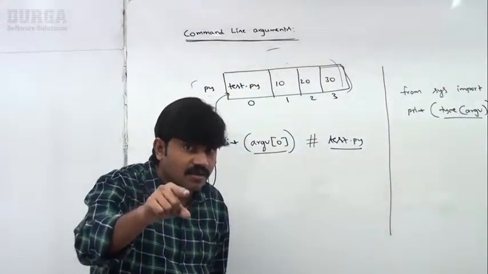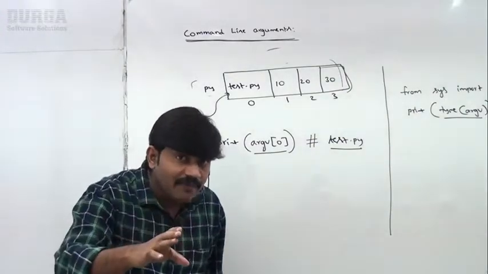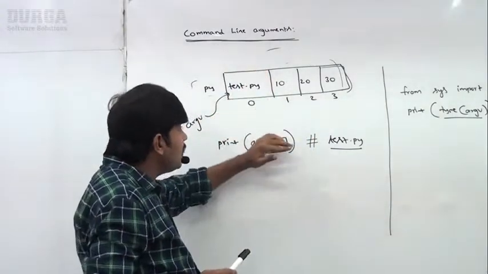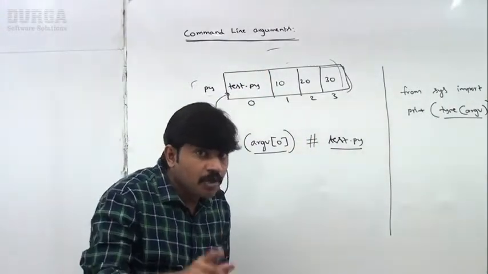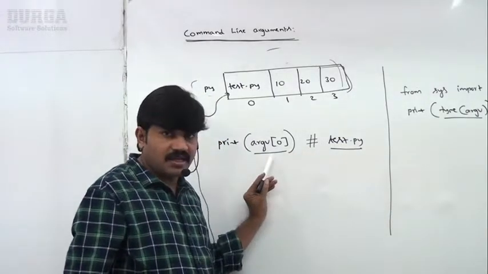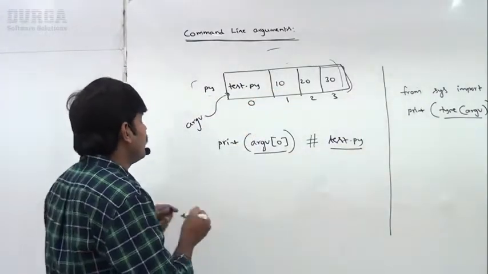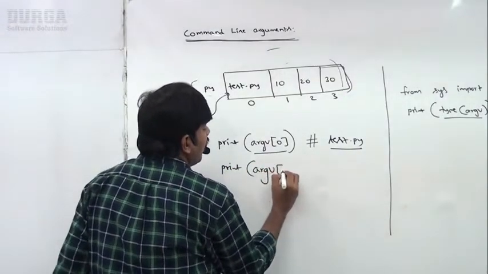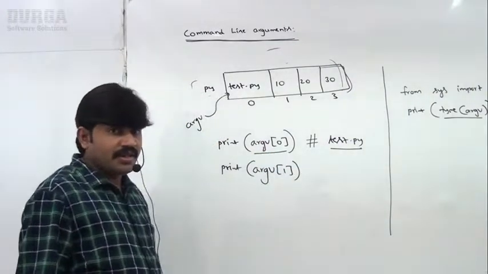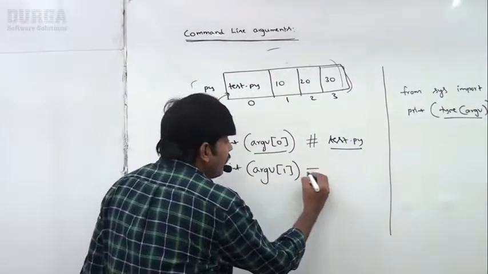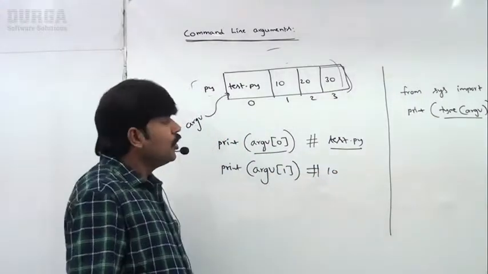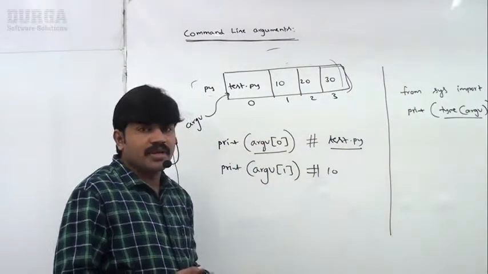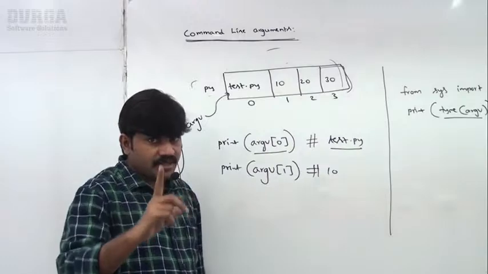Sir, even in C language it is the rule. But in Java, this is the first one, this is the second, like this, right? But in C language, the name of the file itself will become the first command line argument. Is it clear, right? Now I want to get 10. What is the way, sir? Print of argv of 1 I have to take. Then what is the answer we are going to get? 10. If you print argv of 2 or argv of 3, then we are going to get 20, 30, sir. Take very special care.